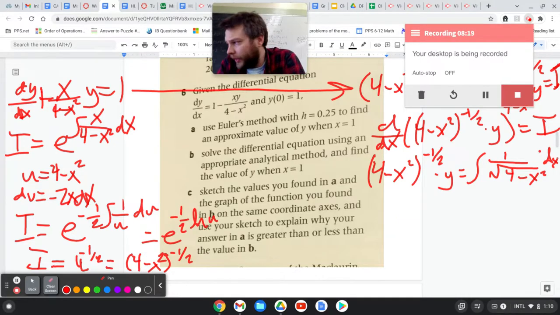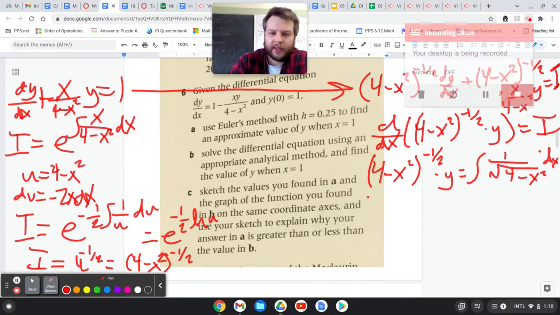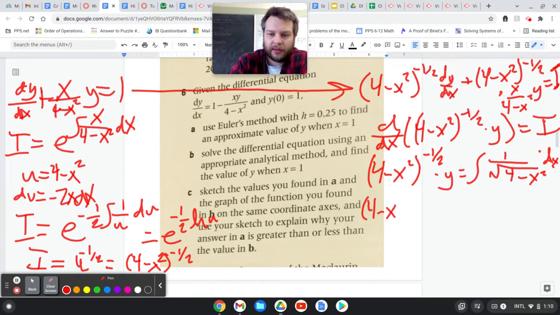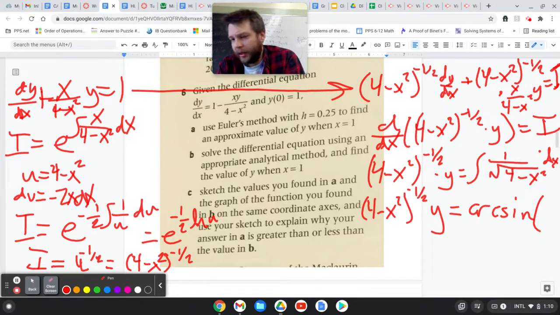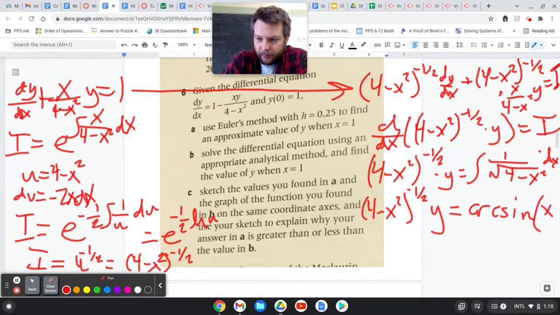All right, so I was right that when it's a squared minus x squared, you can have it be arc sine. So we have the left side is just getting copied down again. The right side just becomes arc sine of x over 2 plus c.